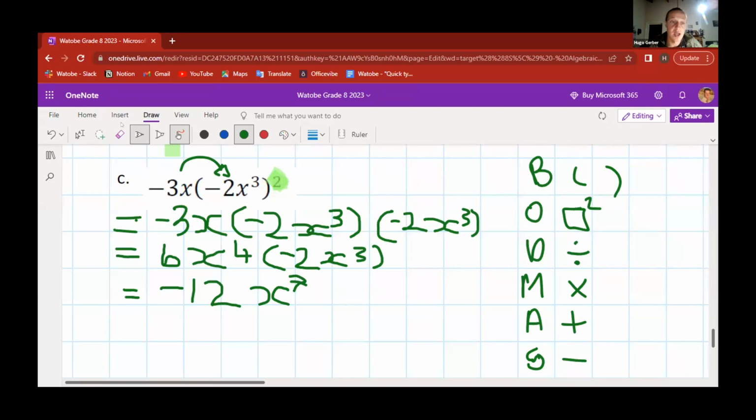Anybody not agreeing on what they are seeing? Anybody not agreeing with me? This is my final answer. Please, participants of the grade 7 or grade 8 class, raise your hand if you do not agree with me or have any questions at this point.